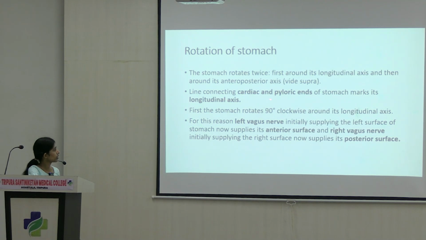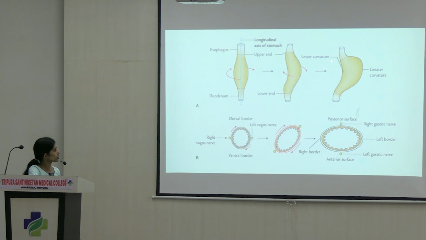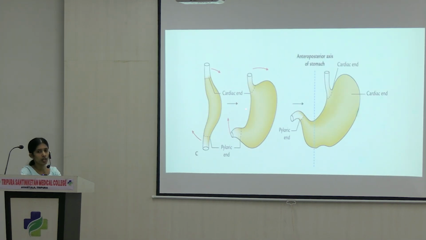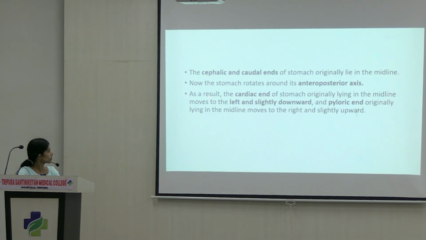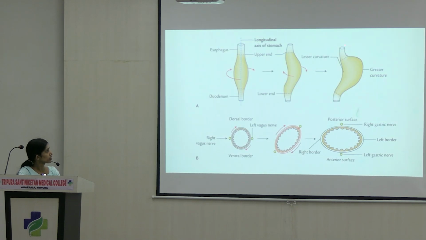The line connecting your cardiac and pyloric end of the stomach marks its longitudinal axis. So this line which is connecting your cardiac end and pyloric end is called the longitudinal axis. This is the formation of your cardiac end and pyloric end. As I already mentioned, the cranial end and caudal end are going to develop as the cardiac end and pyloric end. And this is the antero-posterior axis of the stomach. If you remember this point, the cardiac end of the stomach was originally lying in the midline. See here, these two ends are staying in the midline.